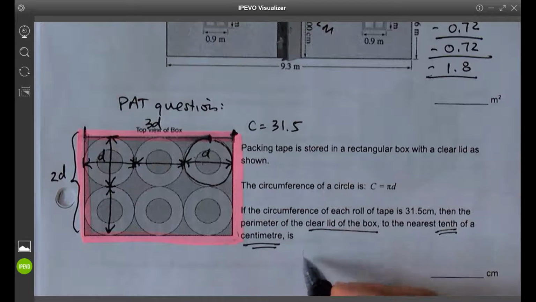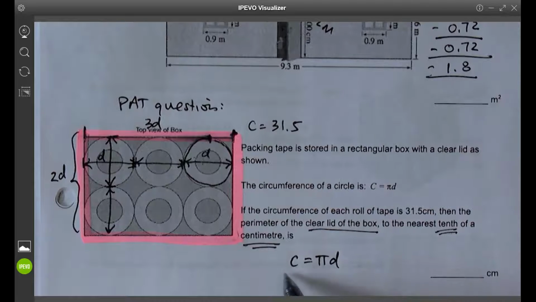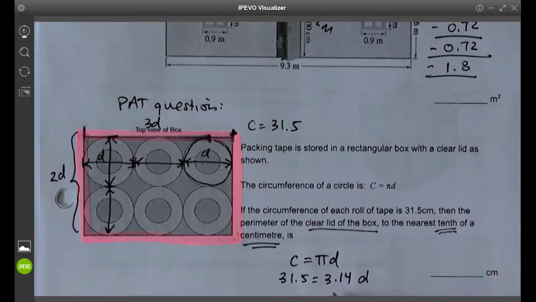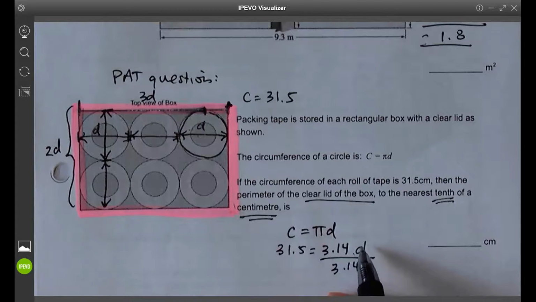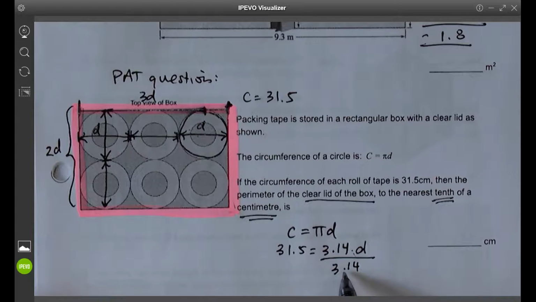What's the diameter? So circumference is pi d. Circumference we know, 31.5. Pi is 3.14. D, what is that going to be? Well, we're going to divide both sides by 3.14. Why? Because we want to know D. We want to isolate the variable. We want to get D by itself. So we do that using math. This is multiply. What's the opposite of multiply? Divide. So I'm dividing both sides by 3.14.